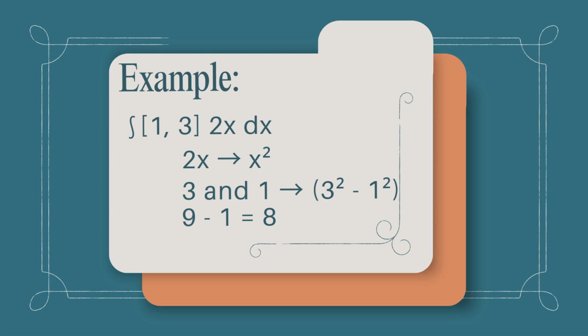So when we find the antiderivative, evaluate it at the upper and lower limit. Then subtract and then boom, we will get the exact value 8.